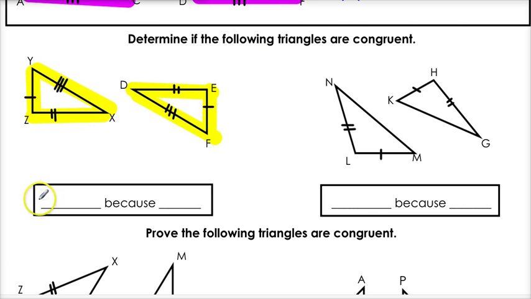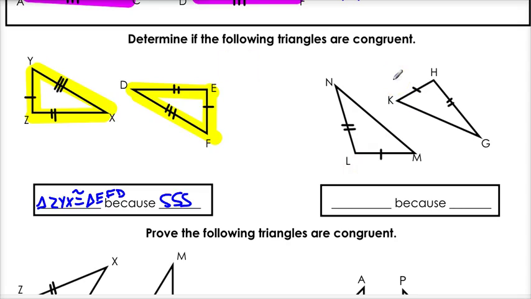So triangle ZYX is congruent to triangle EFD because of side-side-side. And that basically is saying that there are three congruent sides. So you see, with three congruent sides, I know the triangles are congruent.